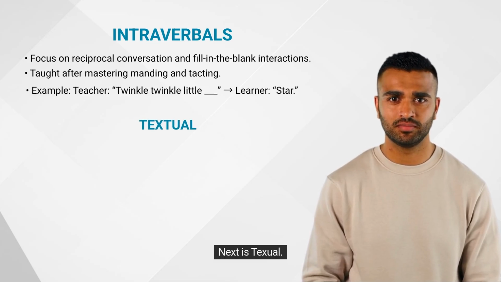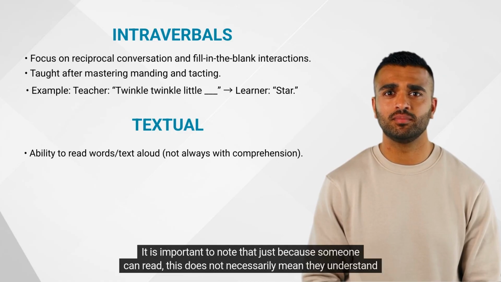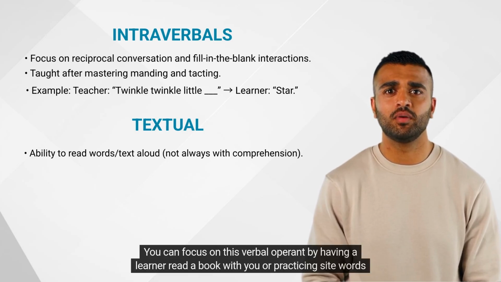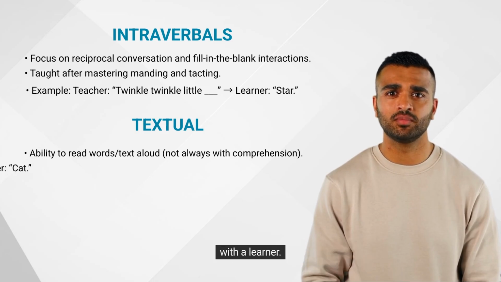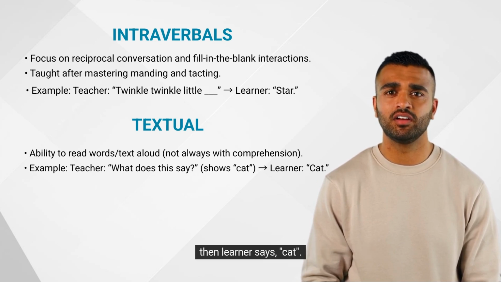Next is textual. Textual is a learner's ability to read. It is important to note that just because someone can read, this does not necessarily mean they understand what it means. You can focus on this verbal operant by having a learner read a book with you or practicing sight words with a learner. Example: teacher holds up a card with the word cat on it and states, "What does this say?" Then learner says cat.